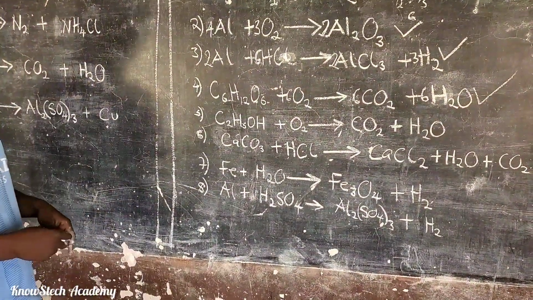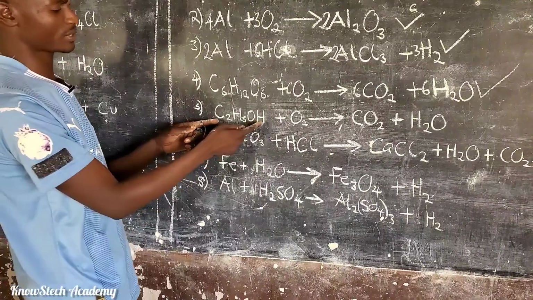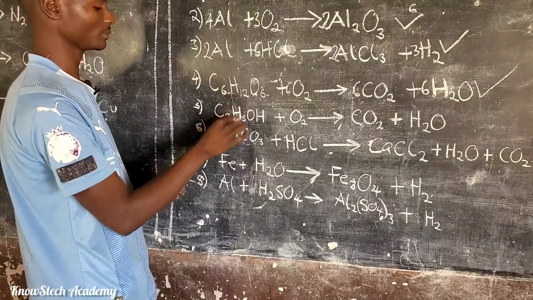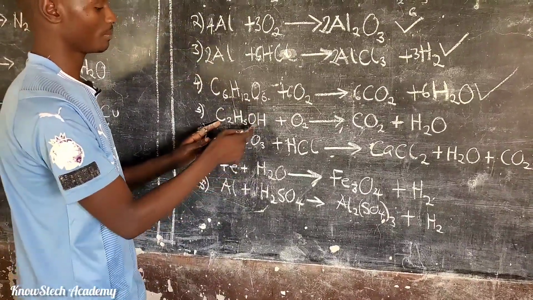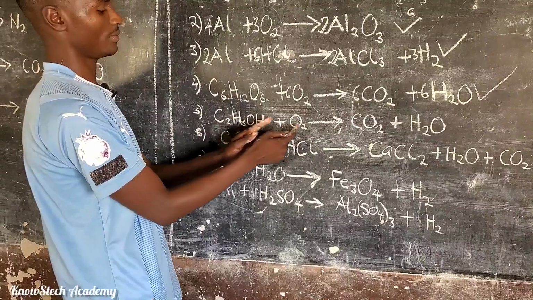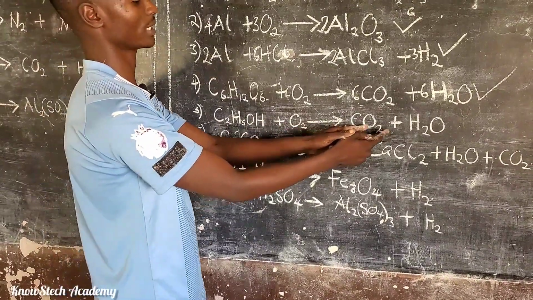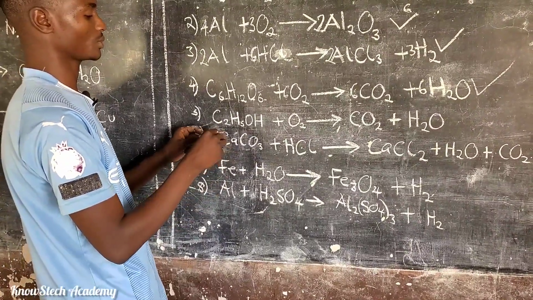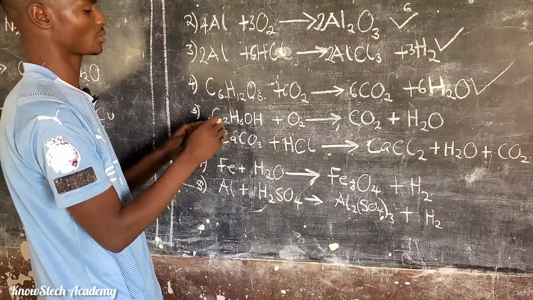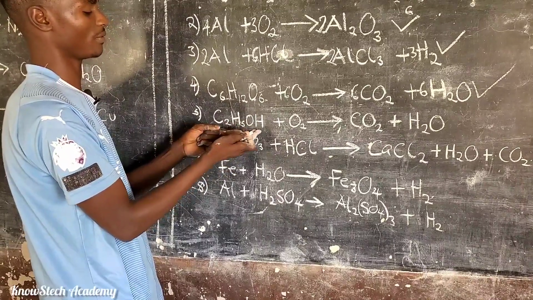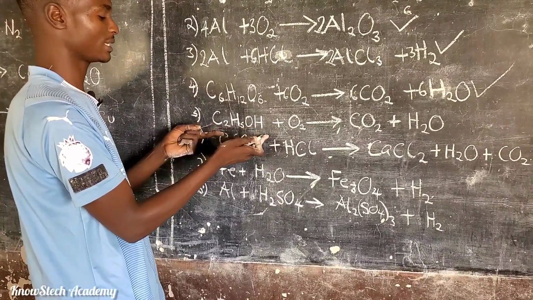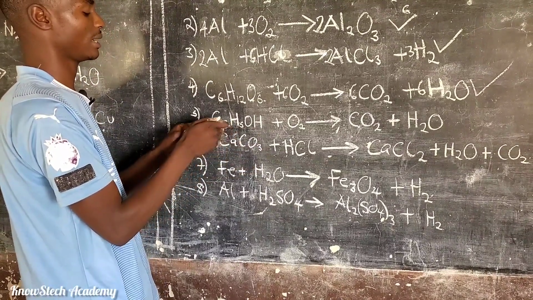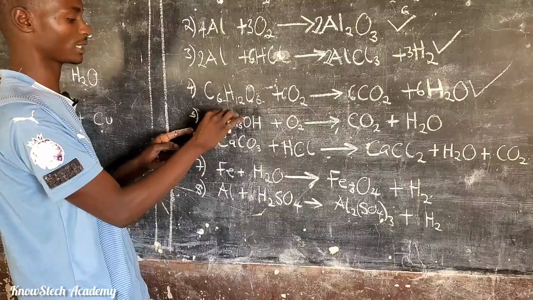Okay? We go to the next. What's the name of this compound? Ethanol, right? All right. So ethanol reacting with oxygen to form carbon dioxide and water. Don't worry even if you don't know the name of the compound. When it comes to balancing, the name of the compound doesn't matter. What matters is the individual atoms that are involved.